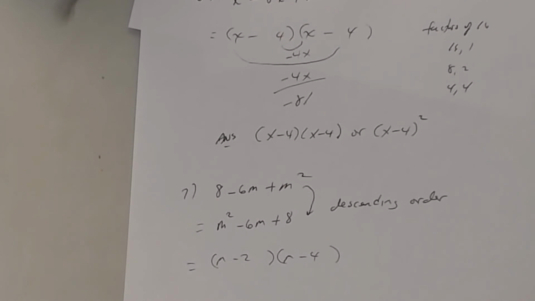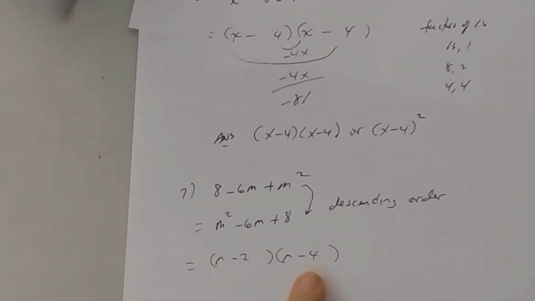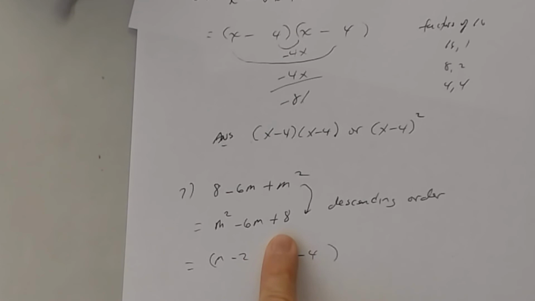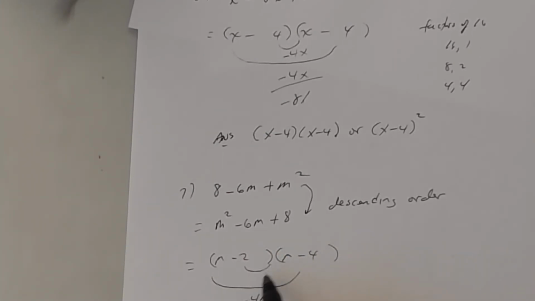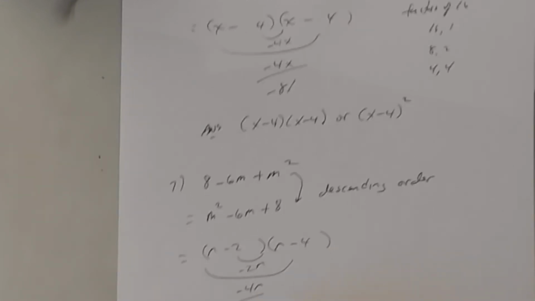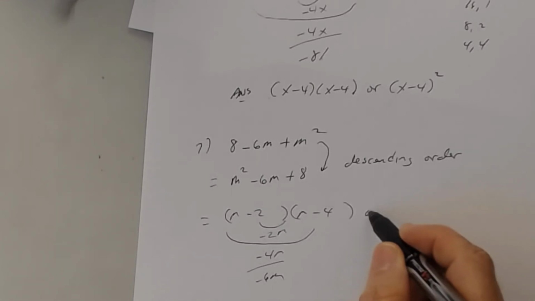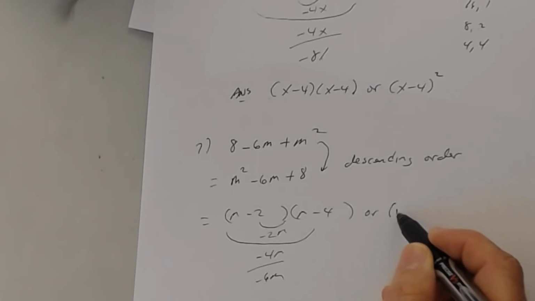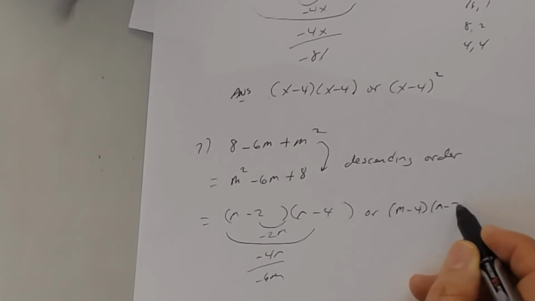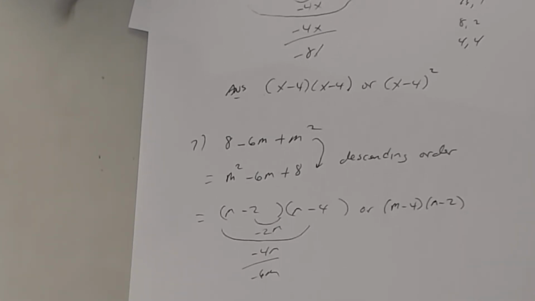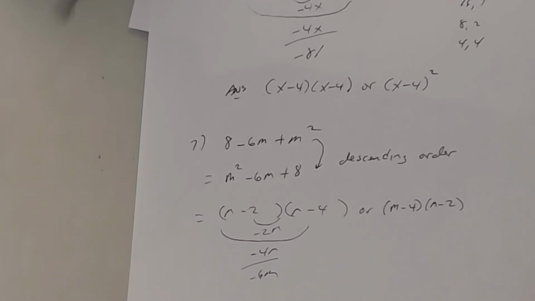Y'all agree? Yeah, I agree. Because m times m is m squared. A negative 2 times a negative 4 is a positive 8. And if I look at the outer, which is negative 4m, and I look at the inner, which is negative 2m, I do get what? Negative 6m. So that's correct. So that's your answer. Now, if someone else did this, could someone else have said m minus 4 times m minus 2? Yeah, because multiplication is commutative. Commutative. The order in which you multiply does not matter.